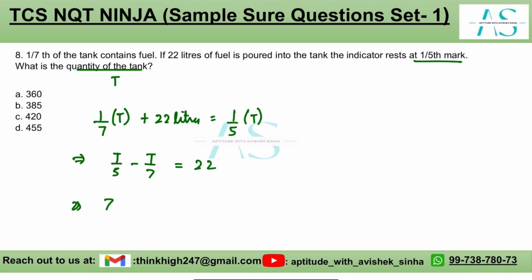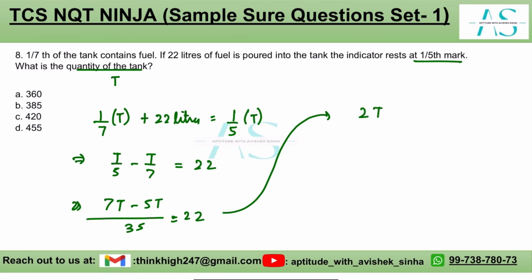So what do we have? 7T minus 5T upon 35, since 7 fives are 35. This is 22. Now let's simplify this further. 2T is equal to 22 into 35. So this is 11. T is equal to 35 into 11, which is 385.